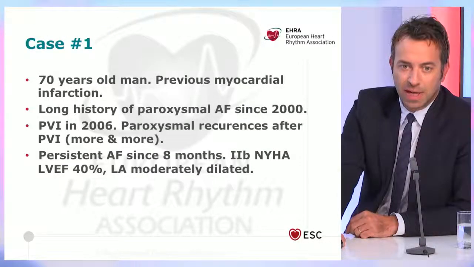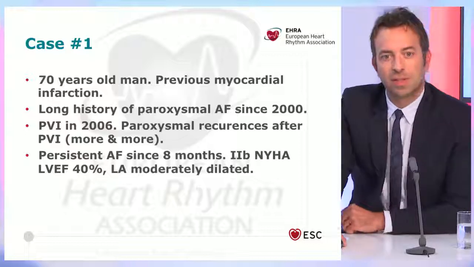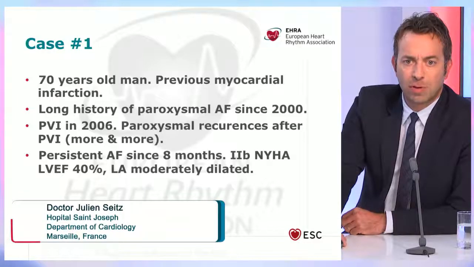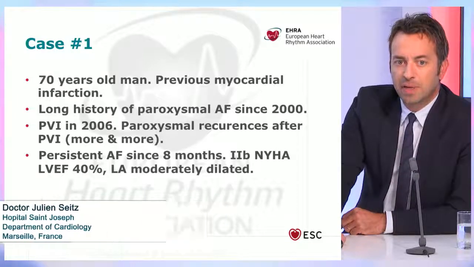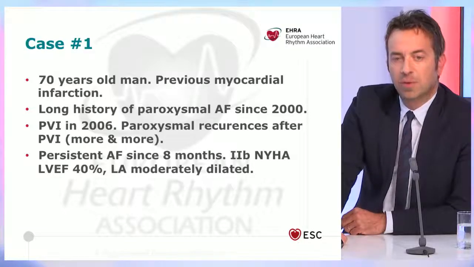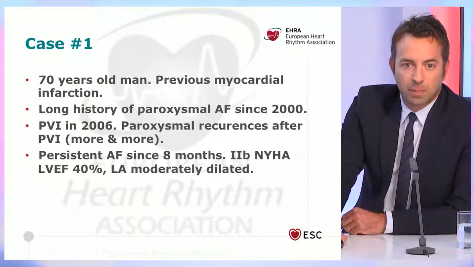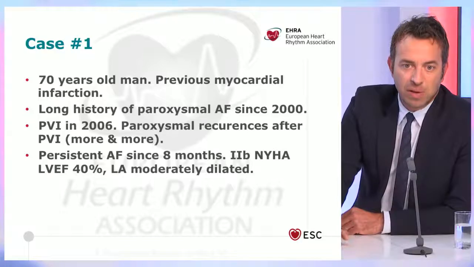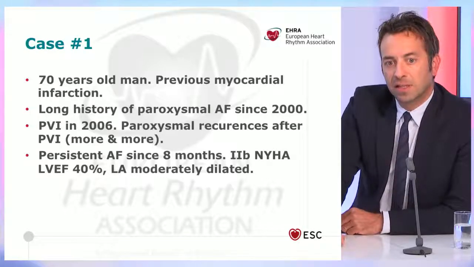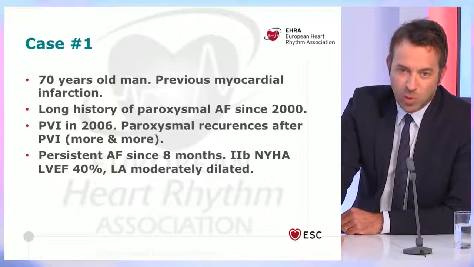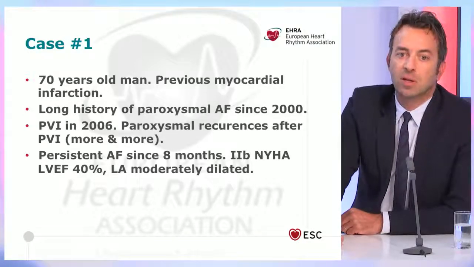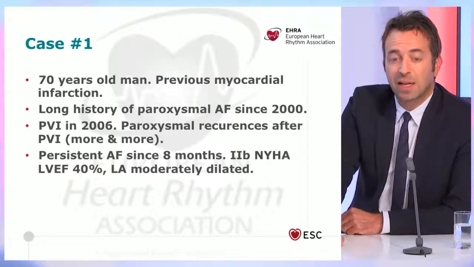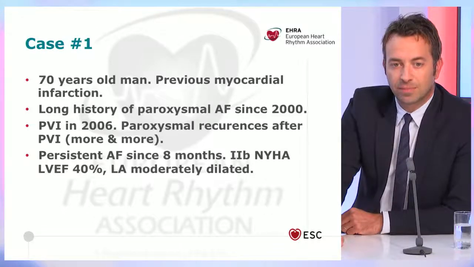I would like to start with a case. This patient was a 70-year-old man with previous myocardial infarction. He has a long history of paroxysmal AFib since 2000. He experienced PV isolation in 2006, but unfortunately had paroxysmal recurrences after PV isolation. And this paroxysmal AFib became persistent 8 months ago. The patient was symptomatic with dyspnea, and he has a decrease in his left ventricular ejection fraction to 40%, and his left atrium was moderately dilated.